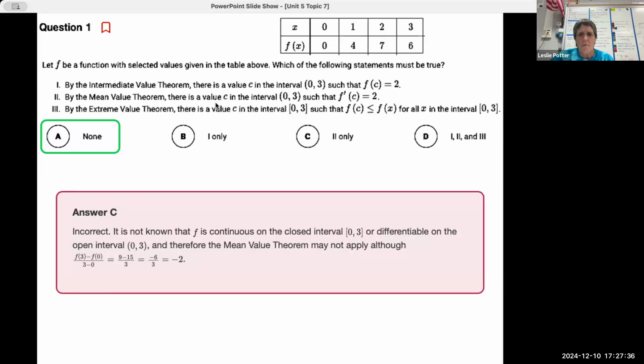Let's take a look at 2. By the mean value theorem, there's a value c in the open interval from 0 to 3 such that the derivative is equal to 2. If we calculated the algebra slope here, 6 minus 0 over 3 minus 0, that's 2. And so that would hold true because the average rate of change is 2. There must be something on the interior where the derivative is 2 if it's a continuous and differentiable function. But we don't know if it's continuous or differentiable, so we can't draw the conclusion.